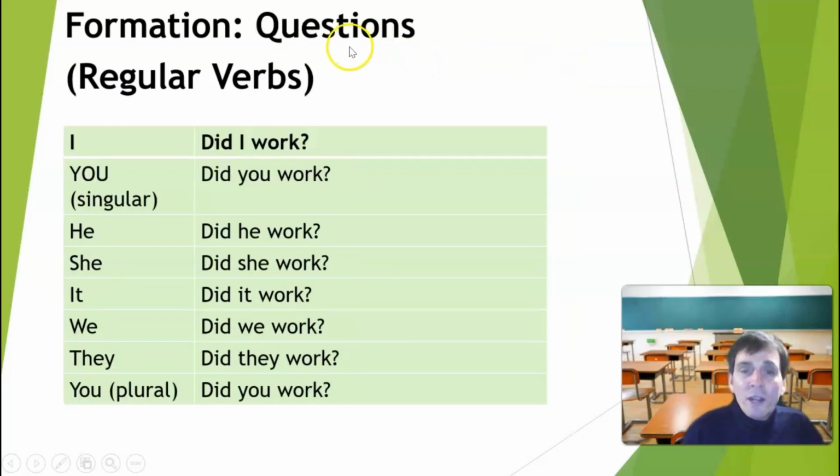Lastly, let's talk about questions. Again, it's the same formation all the way down except for the different subjects. Did I work? Did you work? Did he work? Did she work? Did it work? Did we work? Did they work? Did you work? So again, all the way down, it's the exact same formation. So we have the helping verb, we have did, which is a main verb in this sentence. Did I work? Did you work? And so on.